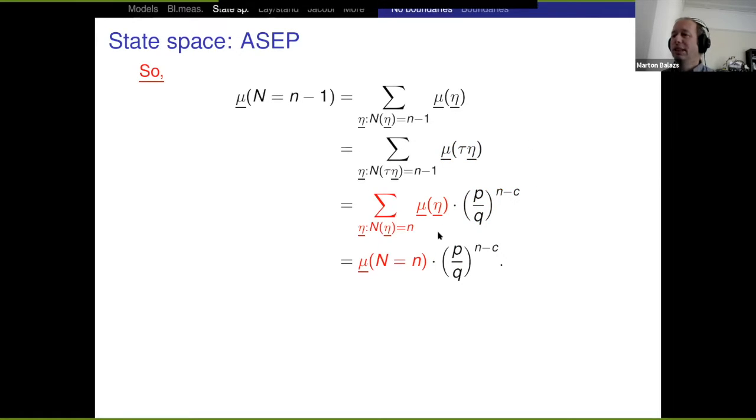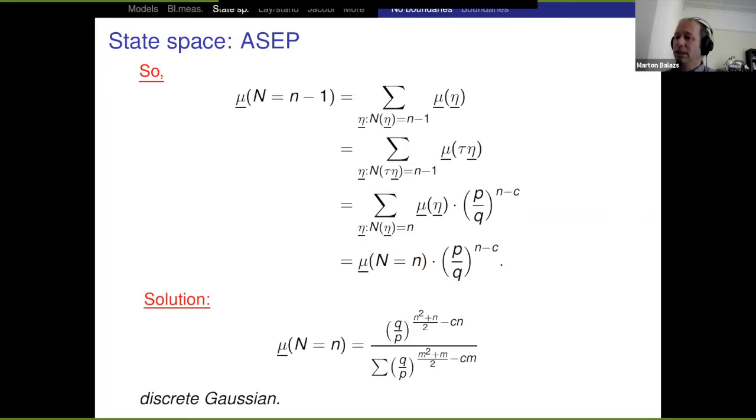On the left-hand side, you just realize that you have mu of n equals n, because you look at all states with conserved quantity n and the probability of those. And you have this factor p over q to the n minus c, so you got a nice recursion for yourself, connecting the probability that n is n minus 1 to the probability that n is n. You can easily solve this recursion, and what you get is a discrete Gaussian.